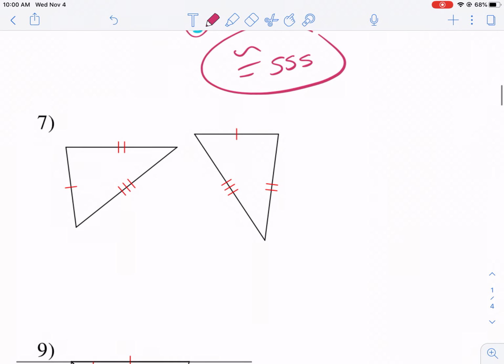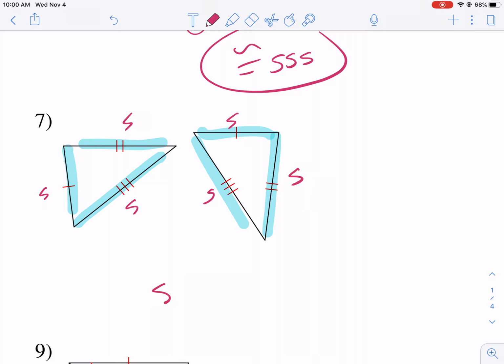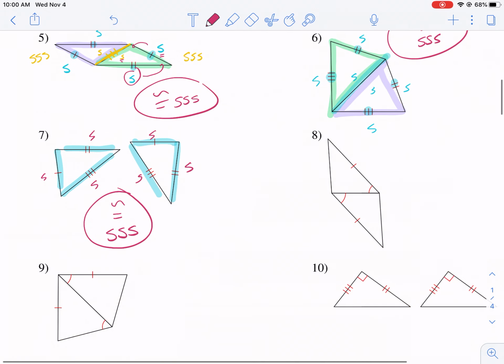Okay, we're going to check this one out. We need to make sure it's in the right order. So we have a side, another side, and a third side, and we have a third side. So we have S, S, S. This S matches that S, then we have that S and that S, and this S. Sorry, I need to pronounce it a little bit more carefully. So we have this S and this S. Oh, there you go. So that's another side, side, side congruence.